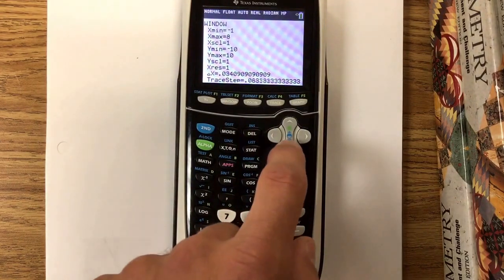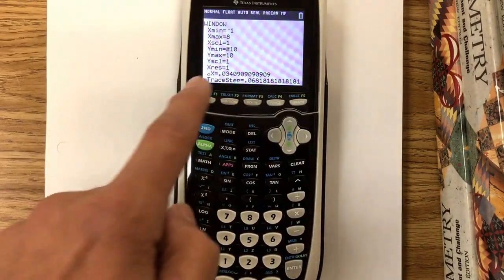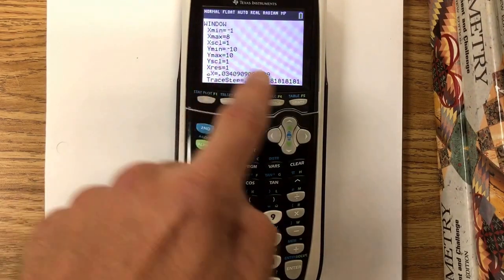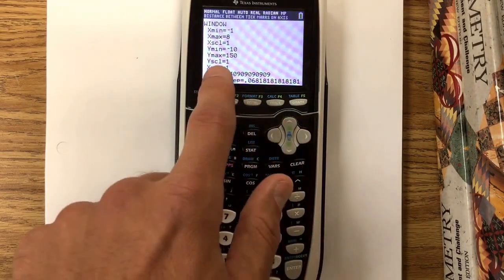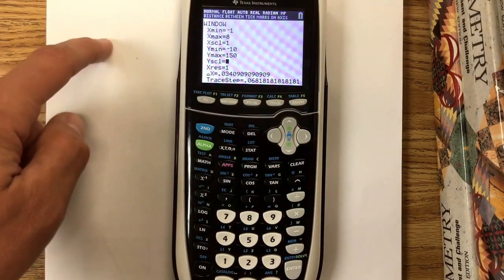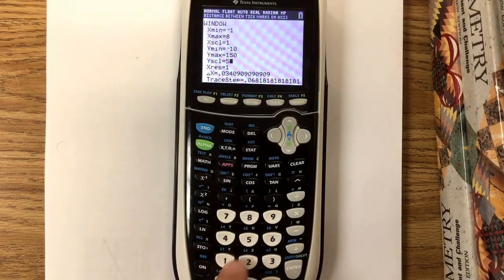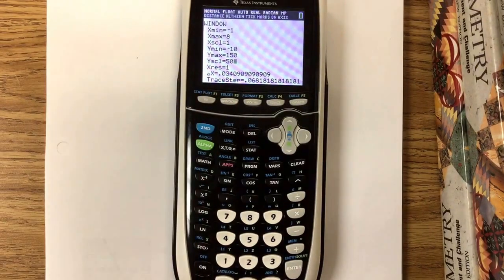Now, my y minimum, we can keep it as negative 10. I'm okay with that. We can see a little bit below the graph. But my y maximum as a positive 10 was not nearly enough. So I'm going to change it to say like 150. Now, I want to change my scale. My scale is 1, which means I'm going to see 150 little tick marks. I don't want to see 150 tick marks. Let's go by 50s. So we can easily see there's 50, 50, 50. Each tick mark represents 50.